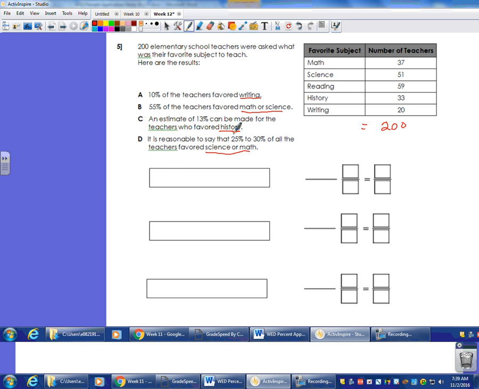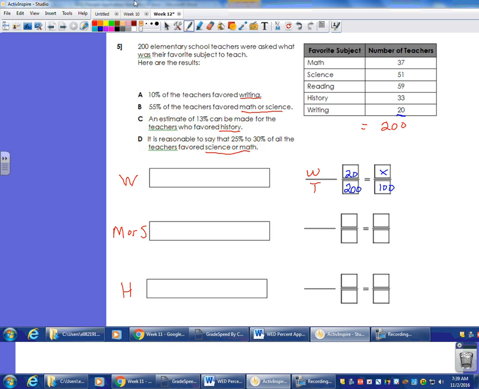So what we're going to be doing off to the side is figuring out the percent for writing, the percent for math or science, and the percent for history, because this one's talking about science or math and math or science. So for this one I would write writing on top of the total. I'm going to look off to the side and say writing had 20. So I'm going to write 20 on top of the total, which we already knew was 200. This is going to be x over 100.